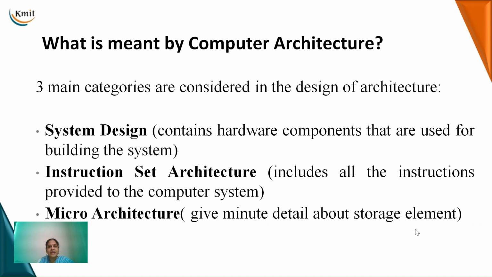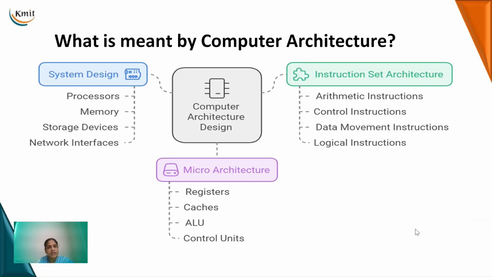There are three main categories that have to be considered in the design of the architecture of a computer. The first is system design, then instruction set architecture, and microarchitecture. Whenever you are designing an architecture for a given computer, these three things have to be kept in mind. As a part of system design, we have to deal with the processors, memory, storage devices, and network interfaces. All this has to be kept in mind while designing the computer as a part of system design.